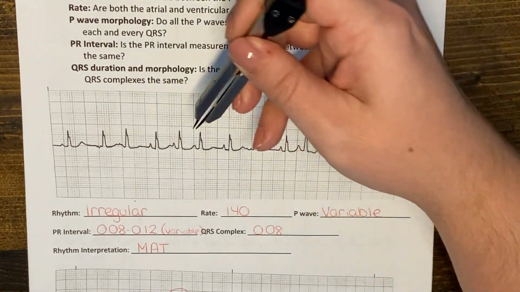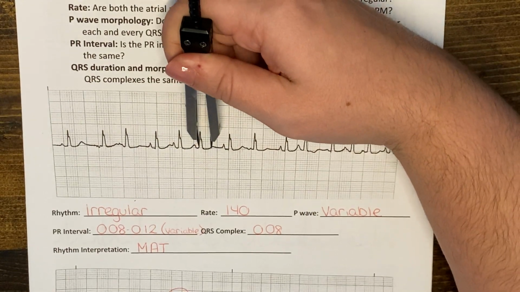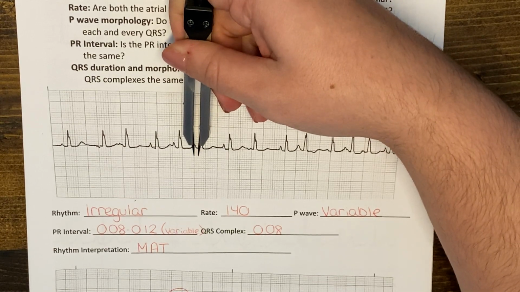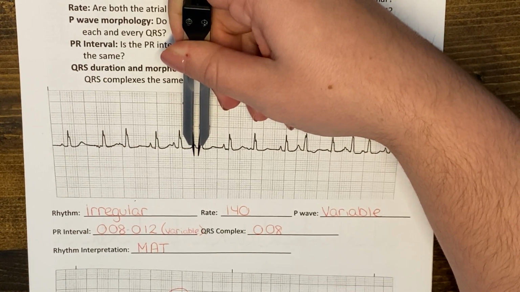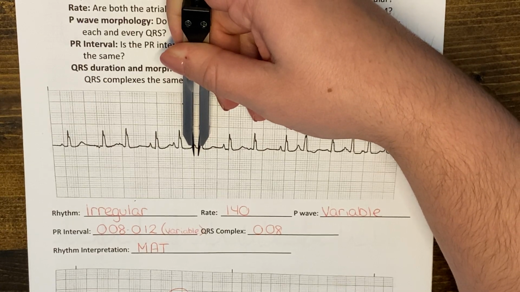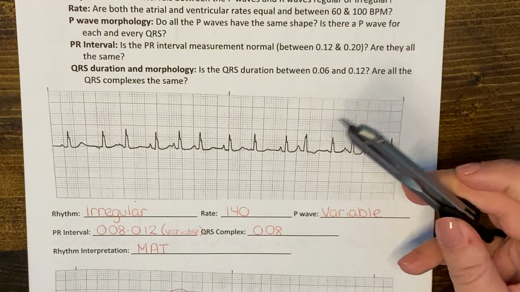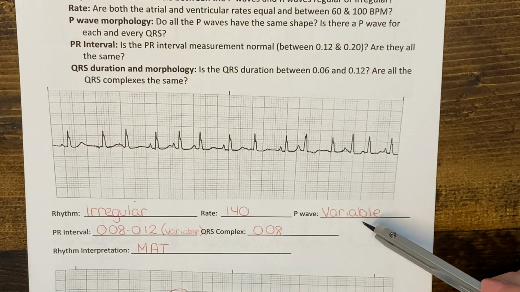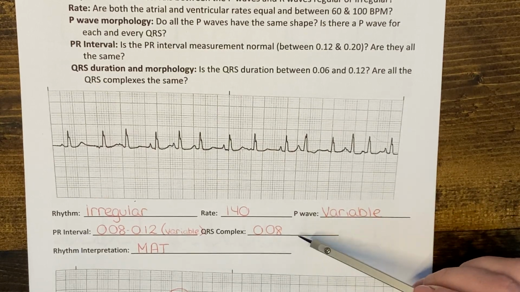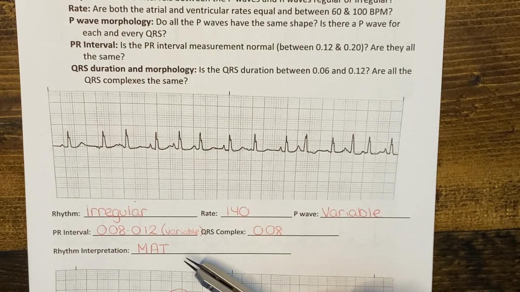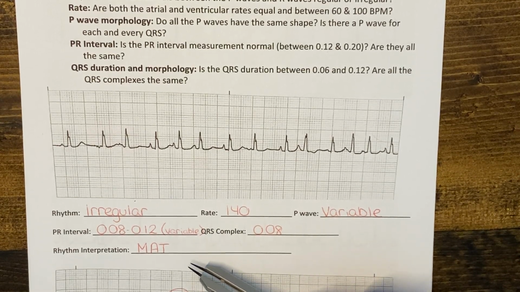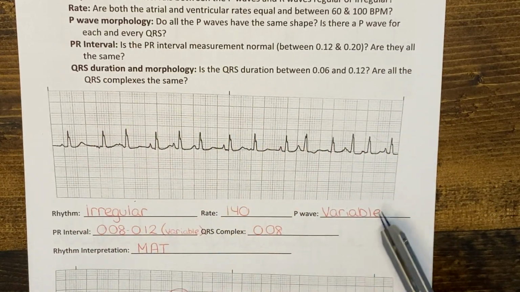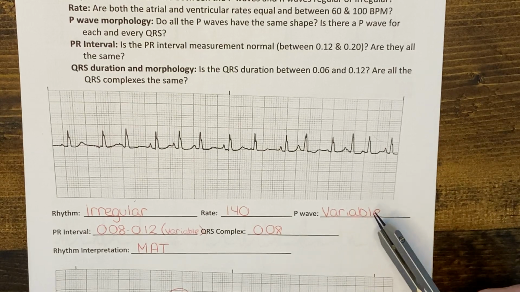And then we measure our QRS complex. So I'm gonna mark my calipers there and bring it down, and I get 2 small boxes. So we have a QRS complex of 0.08 seconds. Now, because we have an irregular rhythm with a rate greater than 100 with variable P waves and a normal QRS, we can deduce that this is multifocal atrial tachycardia. So the fact that the heart rate is so fast should be a clue as to what kind of rhythm it is when you're seeing a variable P wave.